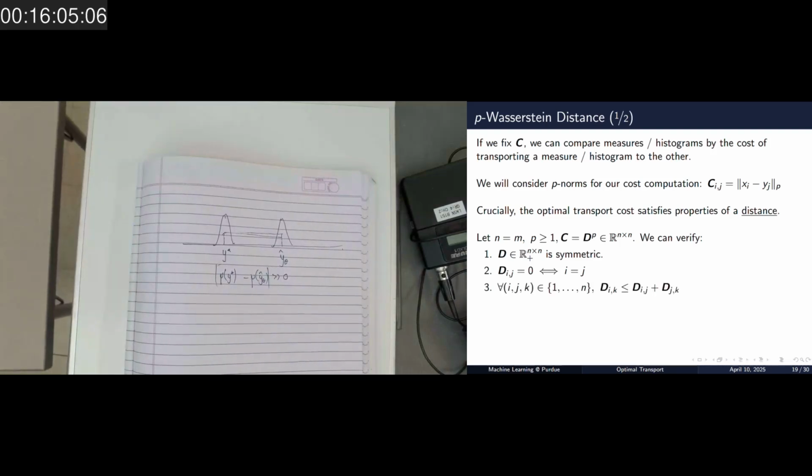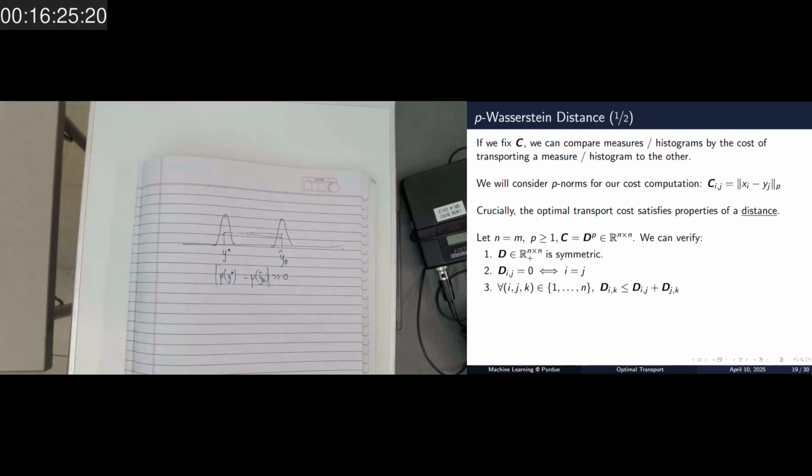The other thing that is slightly harder to prove is the triangle inequality, and this is covered pretty well in the textbook, Computational Optimal Transport. So this is linked in the first slide. If you want to check it out, feel free. But the main idea. Oh, question.